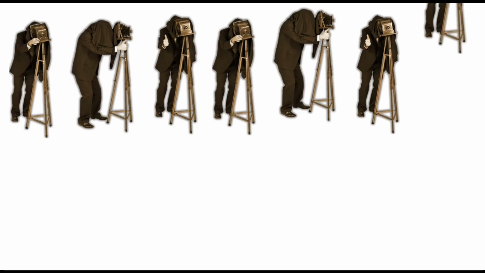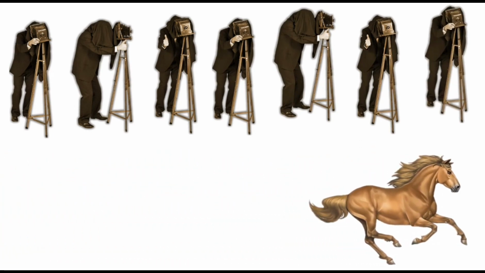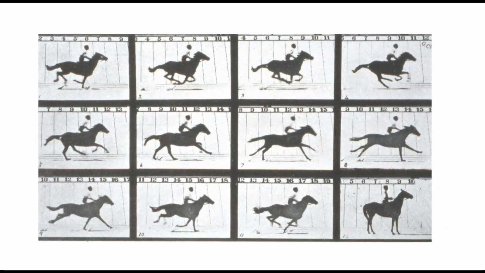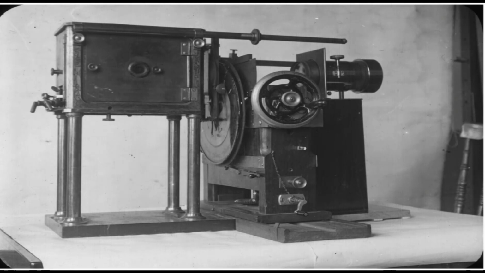He set up 24 cameras linked to tripwires to take photographs of a horse galloping. He developed and later projected the images onto a screen using his invention, the zoopraxiscope. The result was 2 seconds of movie history. Here it is, the first motion picture ever made.